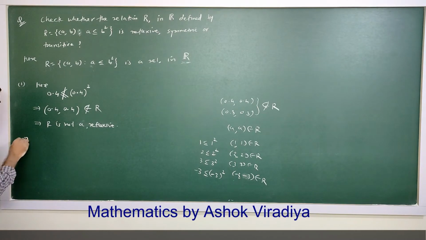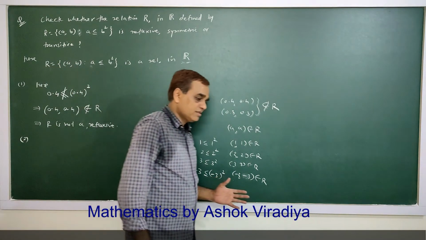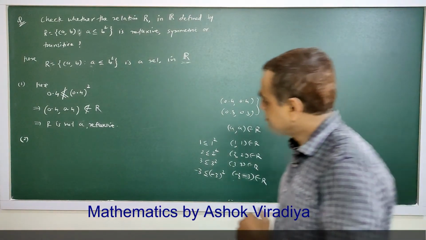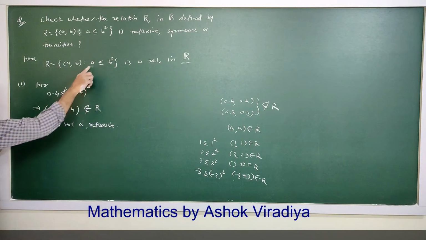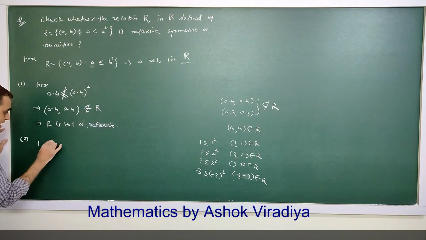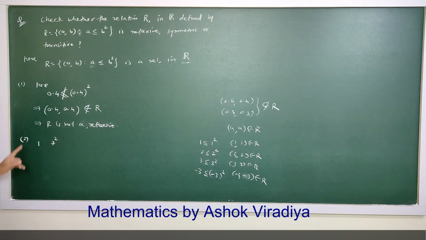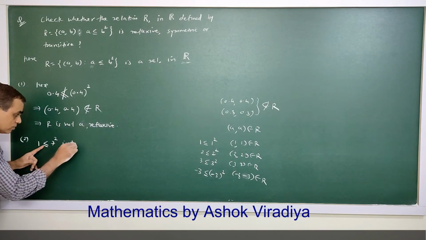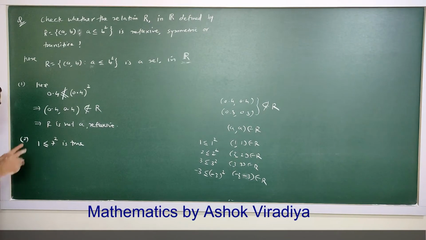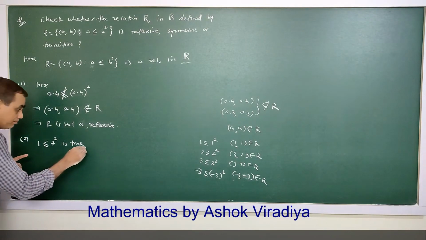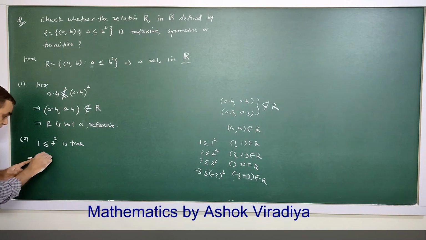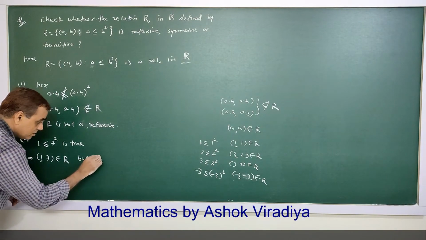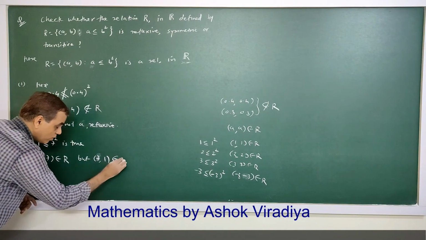Now we check the second property, that is symmetricity. See, if I take (1, 7), suppose I take 7 squared. 1 is less than or equal to 7 squared is true. That means (1, 7) belongs to R. But does (7, 1) belong to R?